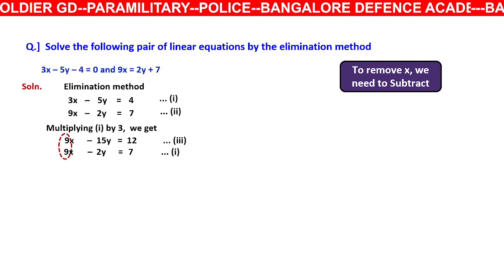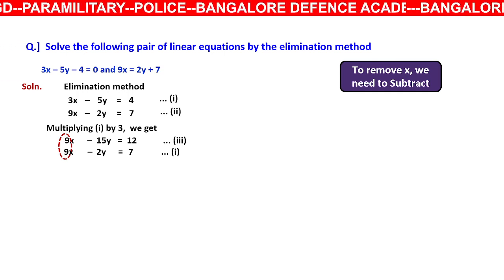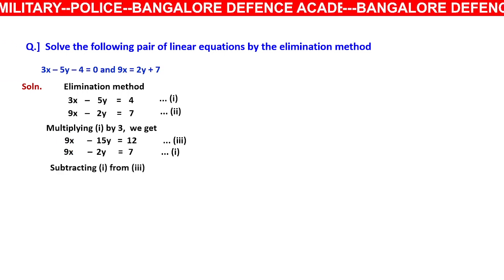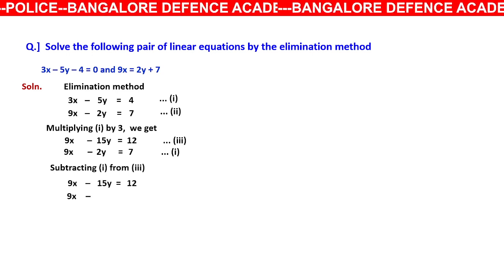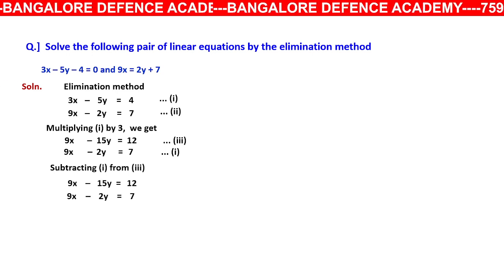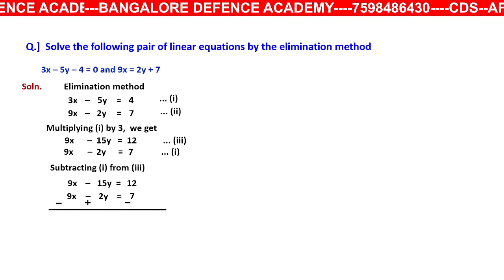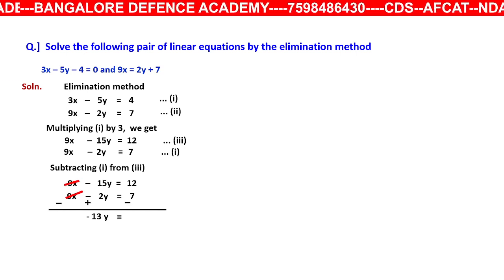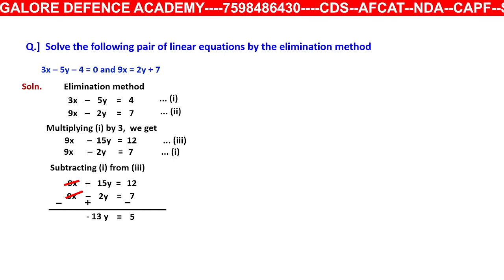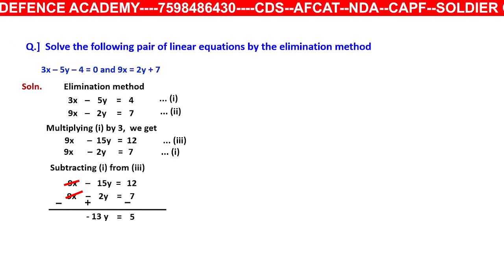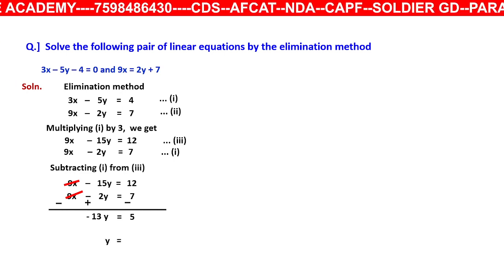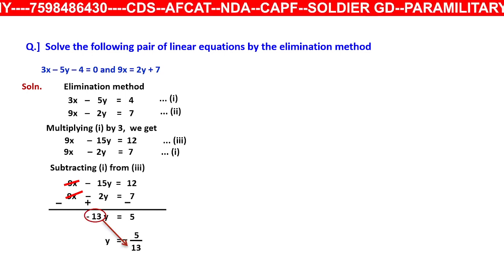So since x is same and the signs are same, I have to subtract. When I'm subtracting, I have to change the sign of the equation. Look at this, I'm going to change the sign: minus, plus and minus. Now plus 9 and minus 9 get cancelled. So minus 15y plus 2y gives me minus 13y is equal to 5. So y is equal to minus 5 by 13 is the answer.